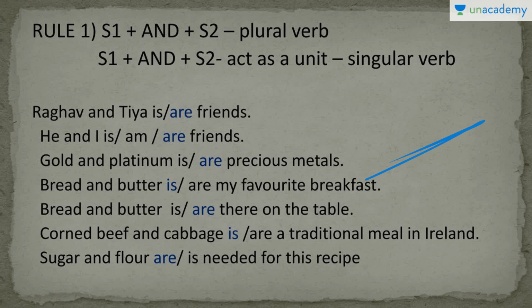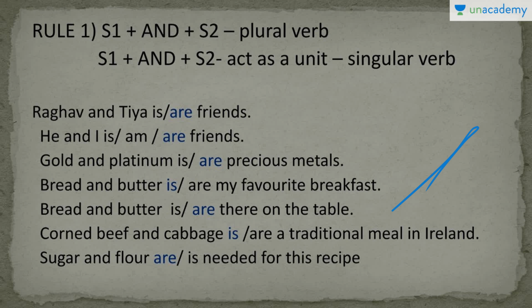Bread and butter is or are my favorite breakfast. Now in this sentence you can see that there are two subjects, bread and butter, they are joined by and, but they work as a unit to form breakfast. And I've already told you that when two subjects joined by and work as a unit to refer to something else, they give a singular sense and have to be followed by a singular verb only. Therefore the correct sentence would be bread and butter is my favorite breakfast.